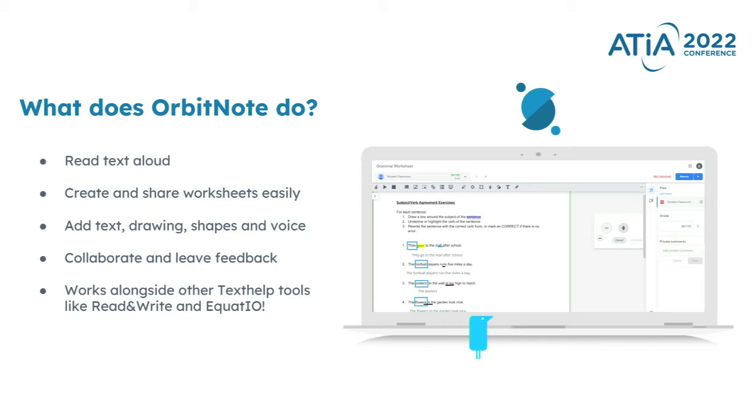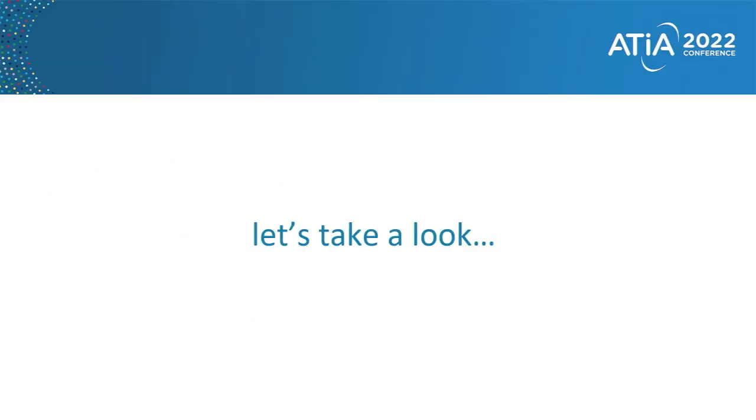So let's hop out of our slides here and actually take a look at the OrbitNote tool. I'm going to be using the Chrome browser today. OrbitNote is a Google app. It also works in the Edge browser if you're a Microsoft district, but I'm going to stick with Chrome today. Just know that our Texthelp tools work everywhere. So if you are a Google school, a Microsoft school, more of a desktop user, or even iPad, we have tools that will work in those environments.